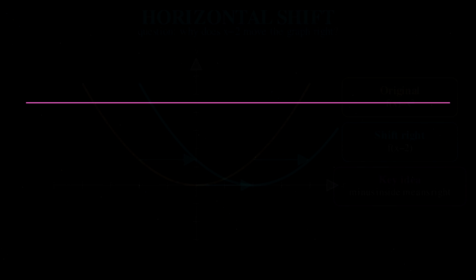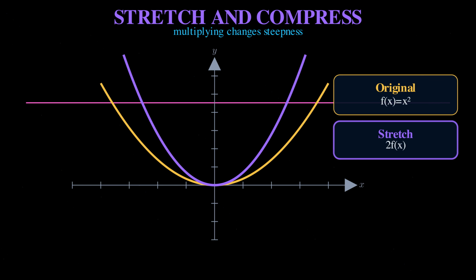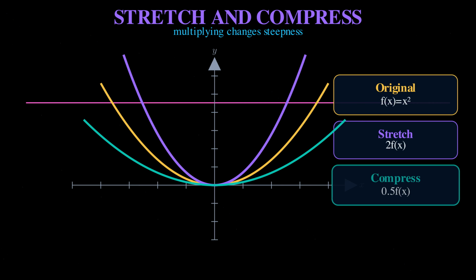A graph can also stretch or compress. If we multiply the whole function by 2, every output becomes twice as large. The graph becomes taller and steeper. If we multiply the function by 1/2, the outputs become smaller. The graph becomes flatter. Stretching is about changing steepness, not just changing position.